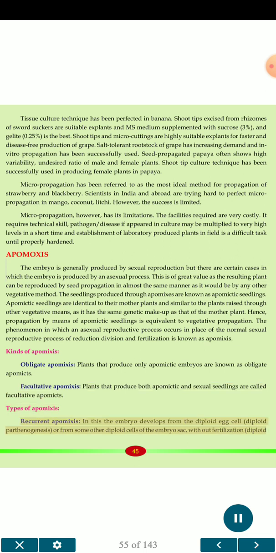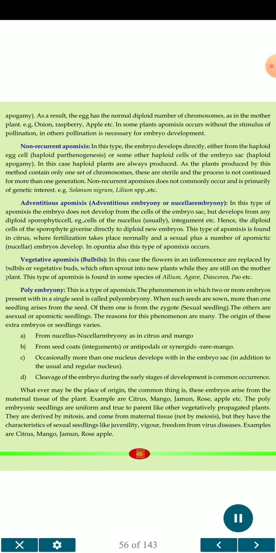Types of apomixis. Recurrent apomixis. In this the embryo develops from the diploid egg cell (diploid parthenogenesis), or from some other diploid cells of the embryo sac, without fertilization (diploid apogamy). As a result, the egg has the normal diploid number of chromosomes, as in the mother plant, e.g., onion, raspberry, apple, etc. In some plants apomixis occurs without the stimulus of pollination, in others pollination is necessary for embryo development.